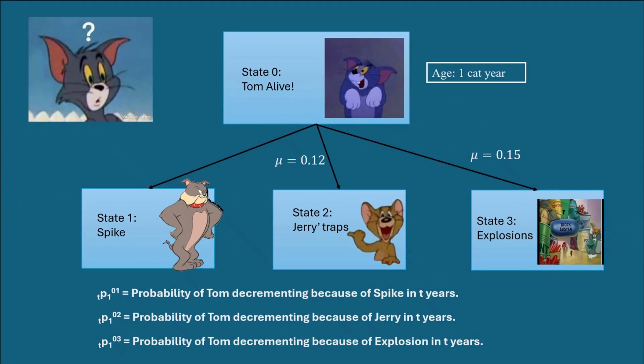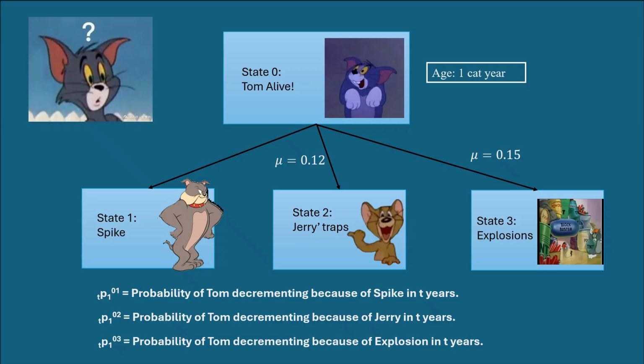The probability of Tom exiting state 0, which is when Tom is alive, into state 1, decrementing through Spike, is TP101, since Spike is in state 1. The probability of Tom exiting state 0 into state 2, which is Jerry's traps, is TP102. And then the probability of Tom decrementing through explosions from state 0 into state 3 is TP103.